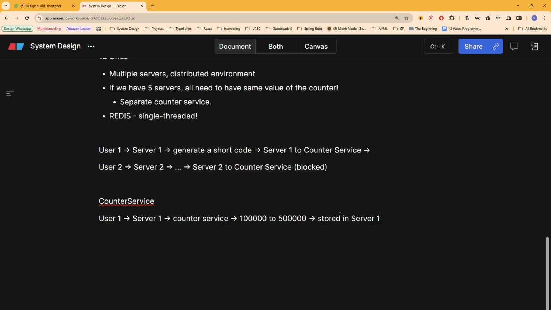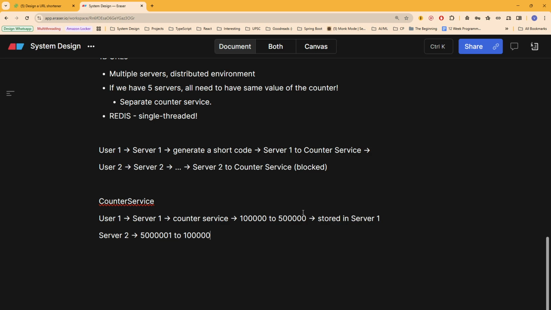Okay, server 1 has received whatever 4 lakh IDs it has received, and it can use all of these IDs. Similarly, when server 2 goes, it will get a different batch, something like 5 lakh 1 to 10 lakh, and so on for the other servers. So here we have delegated. Now the counter service is only giving this number, and internally the servers will maintain and use one of these IDs, and then move to the second ID.